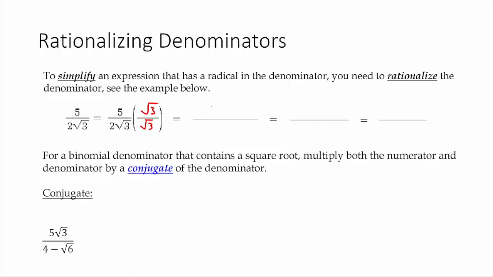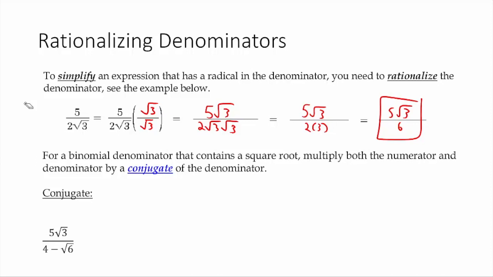Well, on the top, we get 5 times the square root of 3. And on the bottom, we have 2 times the square root of 3 times the square root of 3. Well, remember, the square root of 3 times the square root of 3, well, that's just equal to 3. So what we end up with is 5 root 3 over 2 times 3, which is 5 root 3 over 6. So that's a whole lot of steps to show to get you there, but the whole point is when we have simply a radical on the bottom, we just multiply by it.